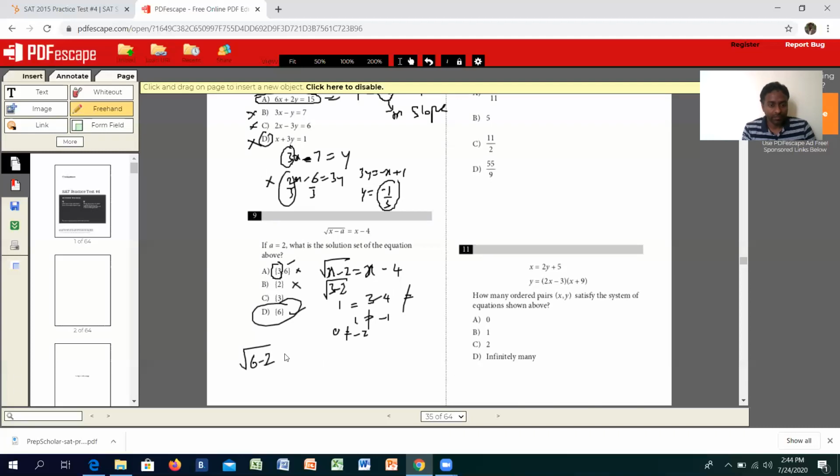Since they have given A as this one, here 6 minus 4, which is 2. This is the square root of 4, which is plus or minus, and since it is positive, we can take the positive answer.